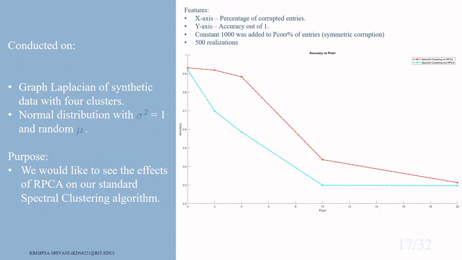For corruption, a constant 1000 was added to p-core percent of the entries of the matrix, and there were 500 realizations of this. So we see both algorithms starting out strong, but spectral clustering without RPCA quickly goes down to 60%, or below 60% at a mere 4% p-core. We don't see a significant drop-off with RPCA until 10%, which is almost 1600 corrupted entries. At that point, it's not very surprising to see a drop-off with such a large-scale corruption.